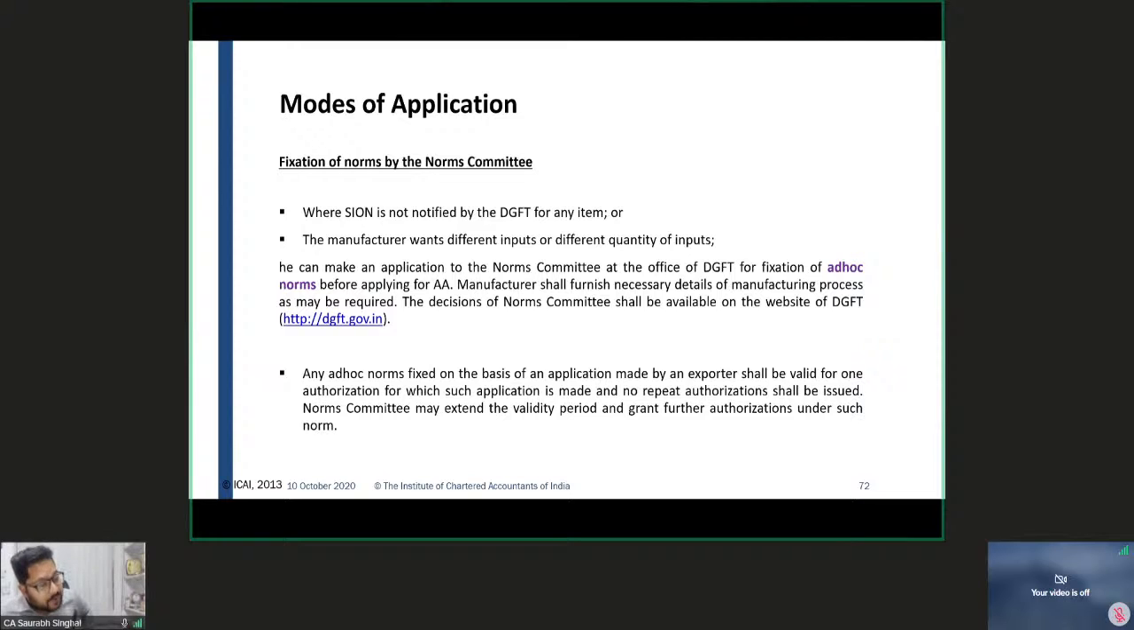Or I can apply before the norms committee and plead with them to allow me repeat advance authorization based on the same ad hoc norms. I can do that also.